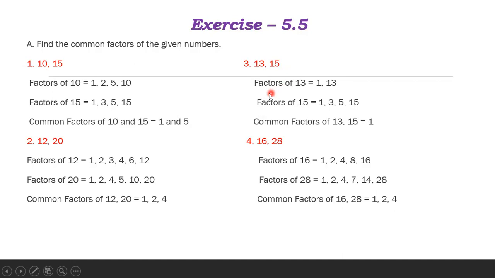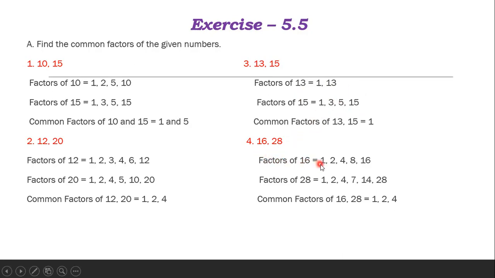Next is 13 and 15. Factors of 13: here this is a prime number, so you will get only 1 and 13. Next, factors of 15: 1, 3, 5, 15. So the common factors of 13 and 15, we will get only 1. So this you can say is co-prime. Later I will explain to you about that.